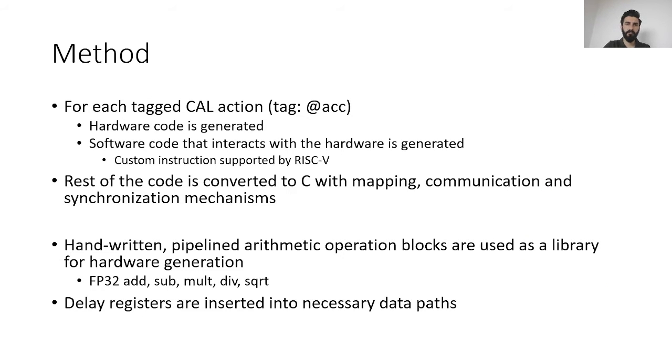So how do we do this? Well, a quick introduction. So in Cal language, there are actions which are similar to functions in C, and we can tag these actions to convert them into hardware. And the tool will also generate the software code that will interact with this hardware as a custom instruction supported by RISC-V. The rest of the code will be converted into C with mapping, communication, and synchronization mechanism to support parallel execution on multiple cores.